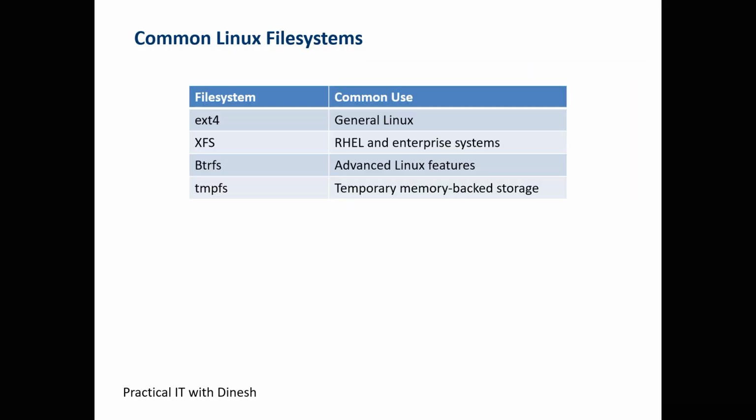Linux supports many file system types. You don't need to memorize all of them at this stage. ext4 is very common in Linux systems, while XFS is widely used in enterprise Linux, particularly in Red Hat based environments. For this video, what's more important is understanding what a file system does, rather than memorizing file system names.